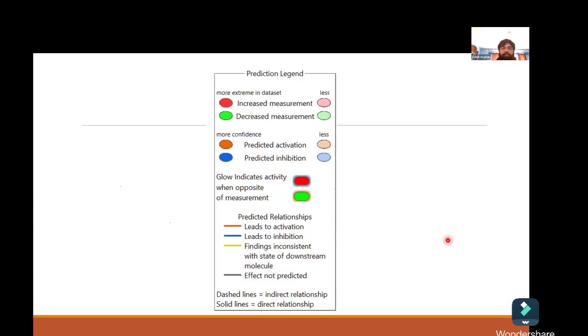Prior to moving on to that, I'd just like to show a legend of how the color scheme works with the molecule activity predictor. If a molecule appears red, it means that molecule has been increased in measurements in concentration. The green color means that it's been decreased in measurements. However, this has not been utilized in this analysis. The orange color denotes predicted activation of a downstream molecule. A blue color denotes predicted inhibition. So we'll move on to the analysis now.